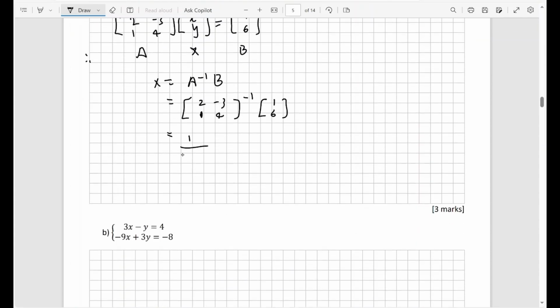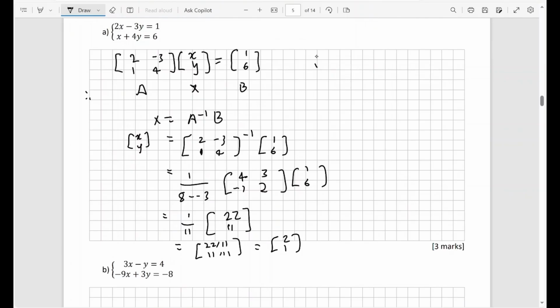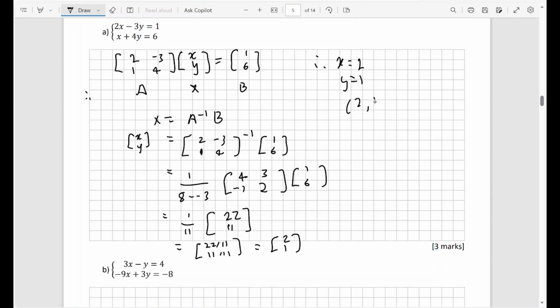So essentially the determinant is going to be 8 take minus 3, you get 11. The 4 and 2 will swap, the 3 and the 1 will negate, then (1, 6). So we could do the matrix multiplication first. So you're left with 4 1s and 3 6s, so that is 22. And then minus 1 lot of 1 and 2 6s, so that's 11, which is 22 over 11 and 11 over 11, or in other words, this is just (2, 1). Now this was the matrix (x, y), so therefore x equals 2, y equals 1. And we can check this is right, because if I do 2 times 2, that's 4, take 3 does give me 1. And if I do 2 plus 4 times 1, that does give me 6, so we know we're right here.